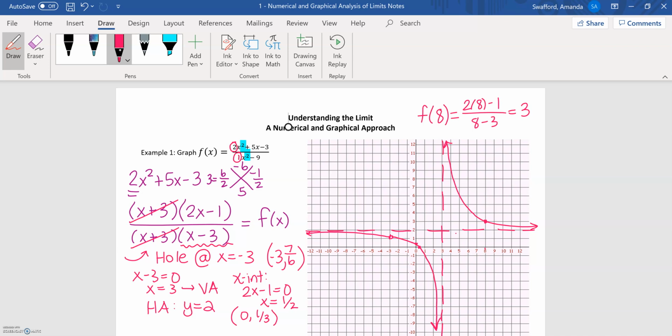Okay, so again, understanding the characteristics of this graph and how to find the holes and the asymptotes is really important, and that's what I wanted to review in this example.